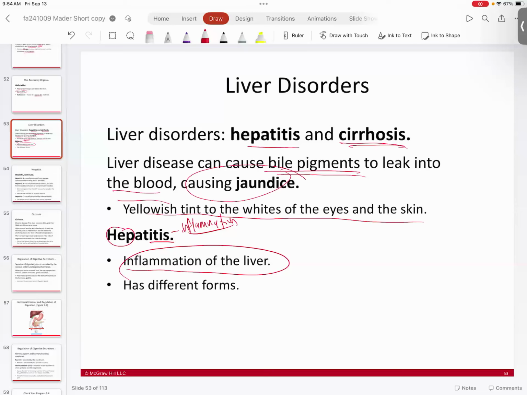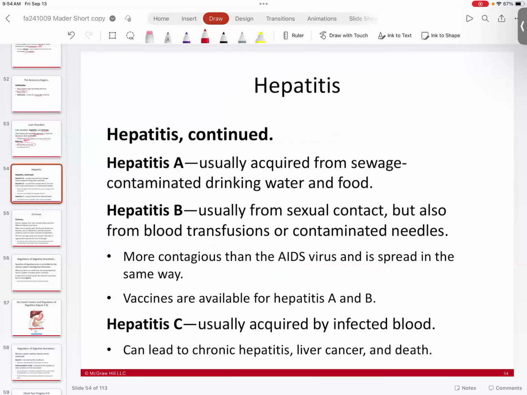That usually means that there's some sort of liver disorder going on there. Your liver's not properly processing and moving bile through the system. And so jaundice is typically a sign, a bad sign, that there's something going on with your liver.